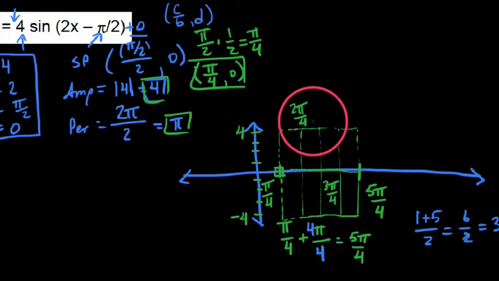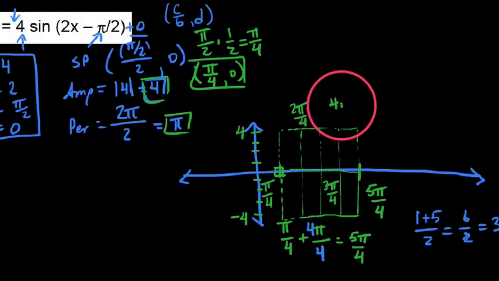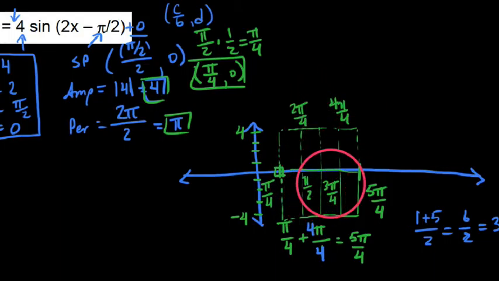I just don't want to get a little too crowded here. And this would be 4 pi fourths. And you could see that this simplifies out to be just a pi half. And this would be just a pi, okay? But you do need to write those out.